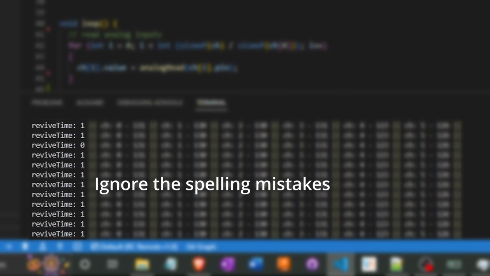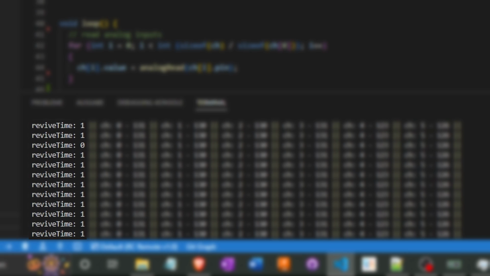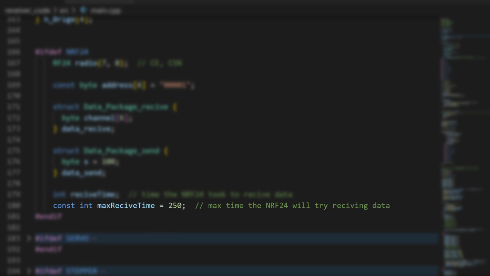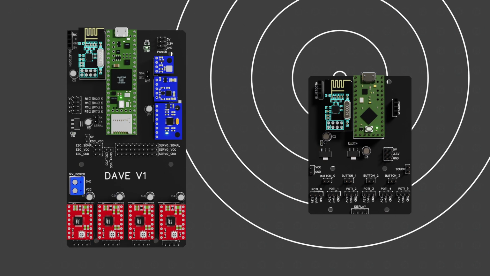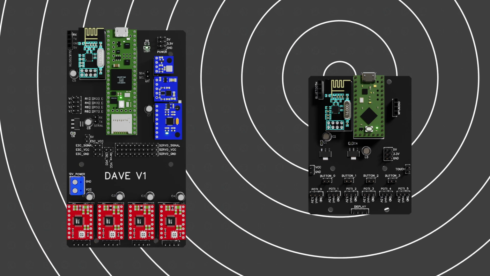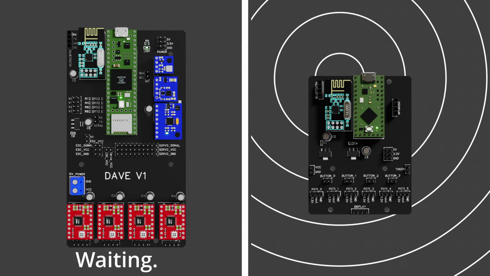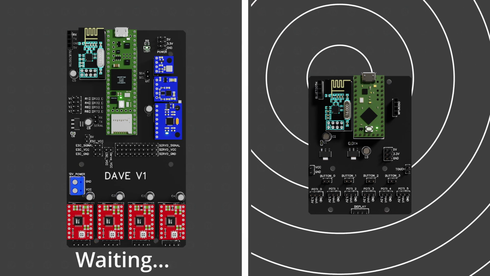I also included what I call the receive time. This is the time the receiver takes to receive data. Right now it is very low with only about 1 millisecond. This will increase if the connection becomes unstable. It will try to receive data for 250 milliseconds, and after that it will just output no data connection and move on with the rest of the code. Note that while it tries to receive data, it will not do anything else. So if it is unable to receive anything, you can think of it like a big delay.